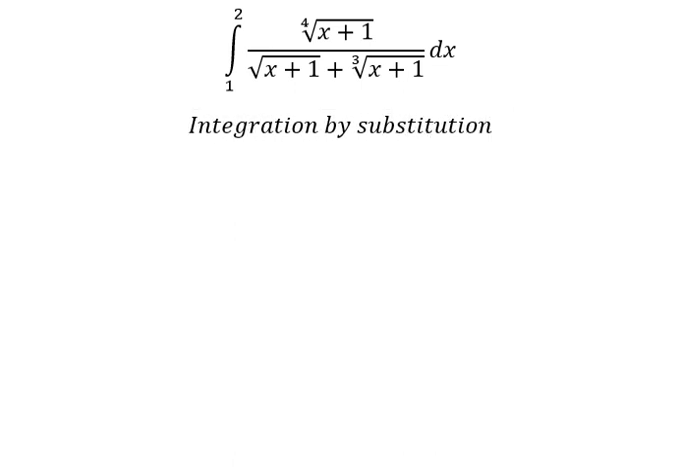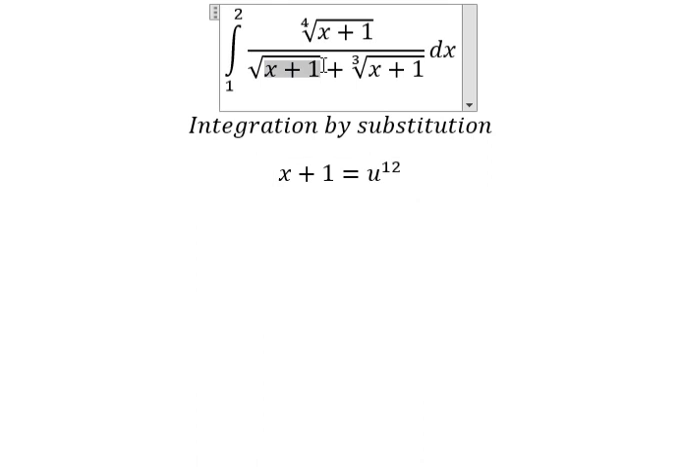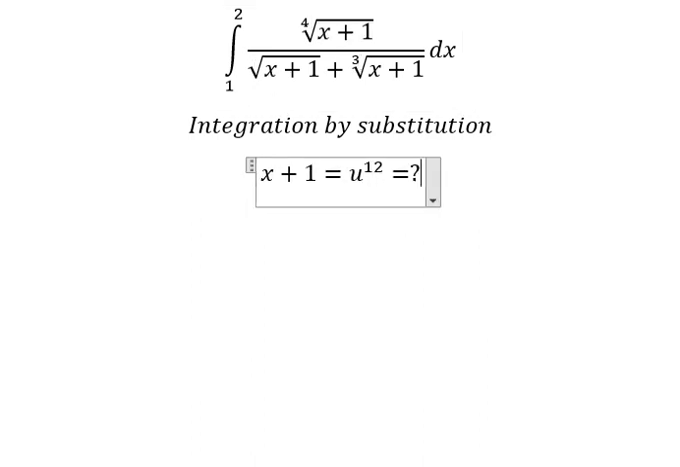So I will put x plus 1 equal to u to the power of 12, because if I put this one here and here, then we cancel the root of number 4, number 3, and number 2. After that, we need to first take the derivative of both sides.